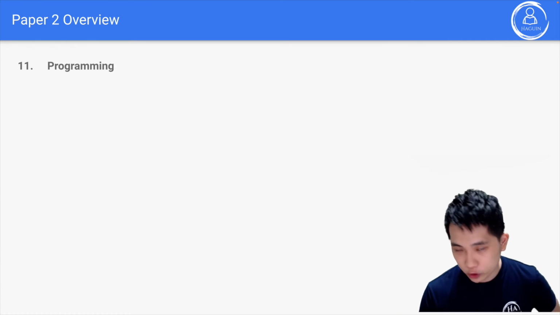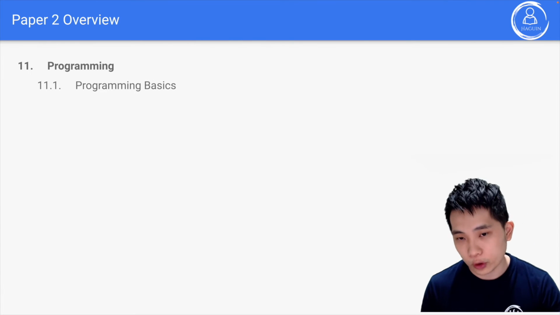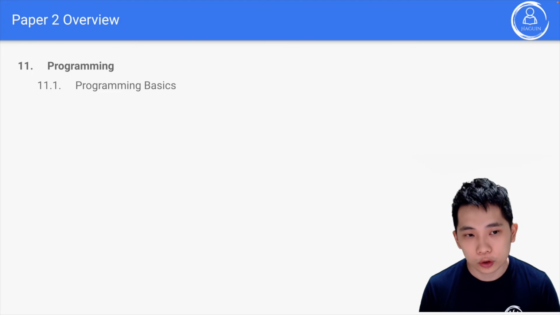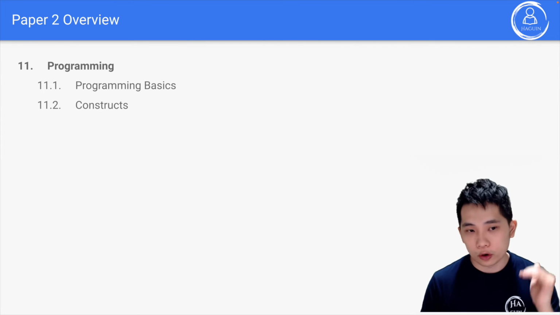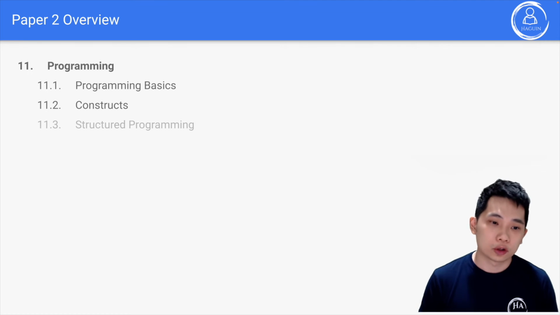Then we talk about chapter 11, which is programming. For this chapter, we're talking about programming basics. This one will tell you how you can write proper pseudocode from scratch. And then we talk about constructs. We talk about if statements, else statements, case statements, and talk about structured programming.